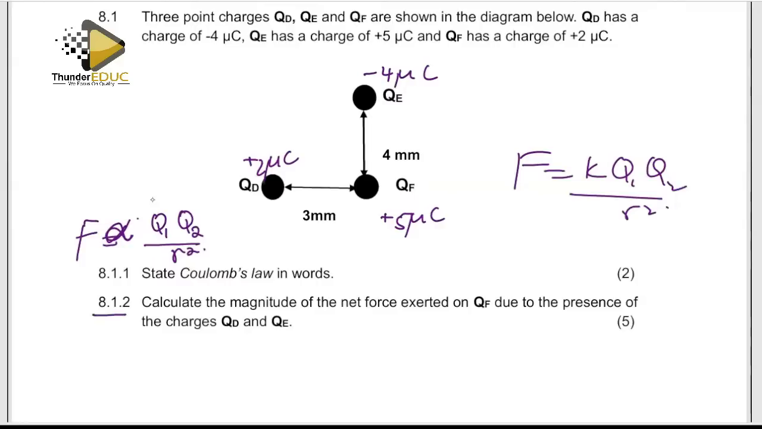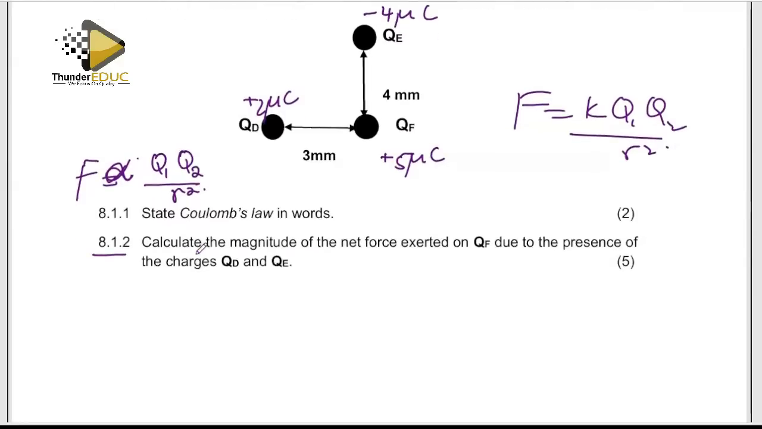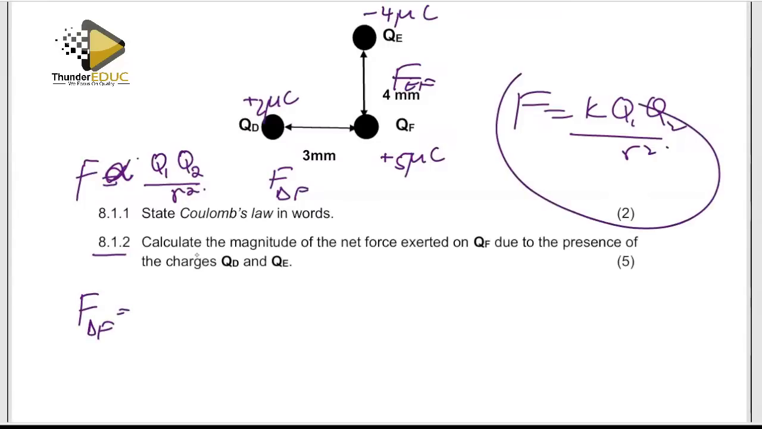Then 8.1.2, can we calculate the magnitude of the net force that is exerted on QF due to the presence of that and that? So in this case, we need to find the force EF, the force DF, and then find the resultant in each case. So I'll start with DF, I think that will be the best one. I'm using this formula. I don't need to write it out, I just need to substitute.